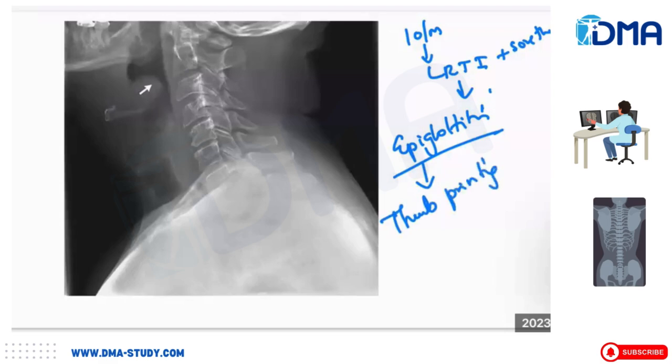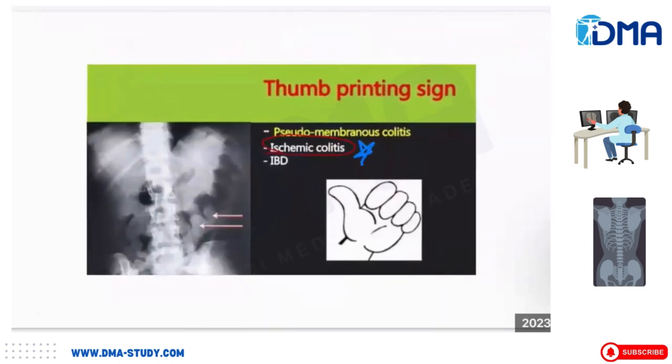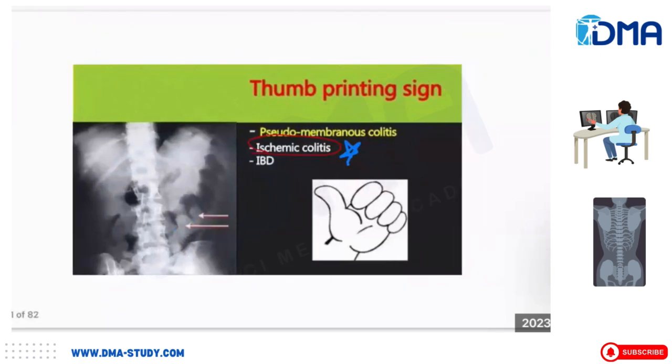Where else do you see thumb printing sign? It is seen in ischemic colitis. This thumb printing sign is seen in ischemic colitis. Can you see here? This looks like someone has kept the thumb print here. So it is seen in ischemic colitis.